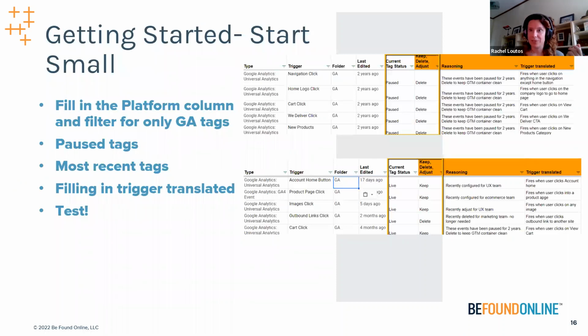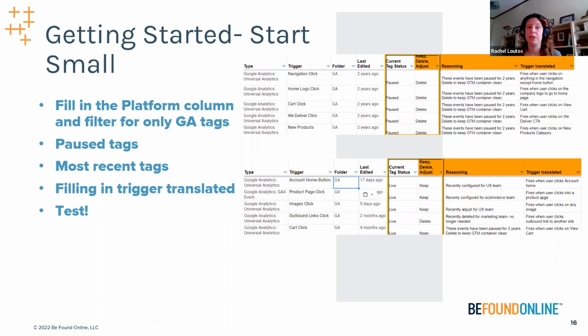So let's get started. We're going to start out by filling out that platform column that you added. Again, we only need to worry about GA tags. So after you do this, you can filter out anything that is not a GA tag and leave everything else for when you're done with GA.